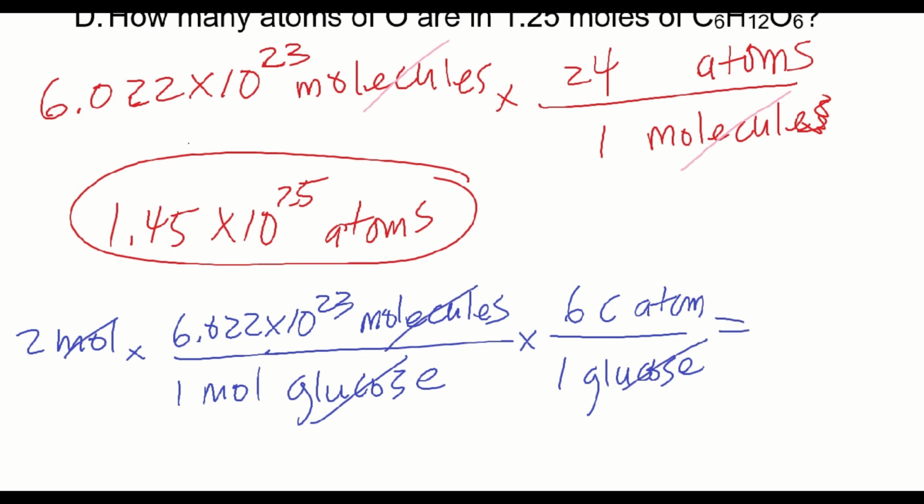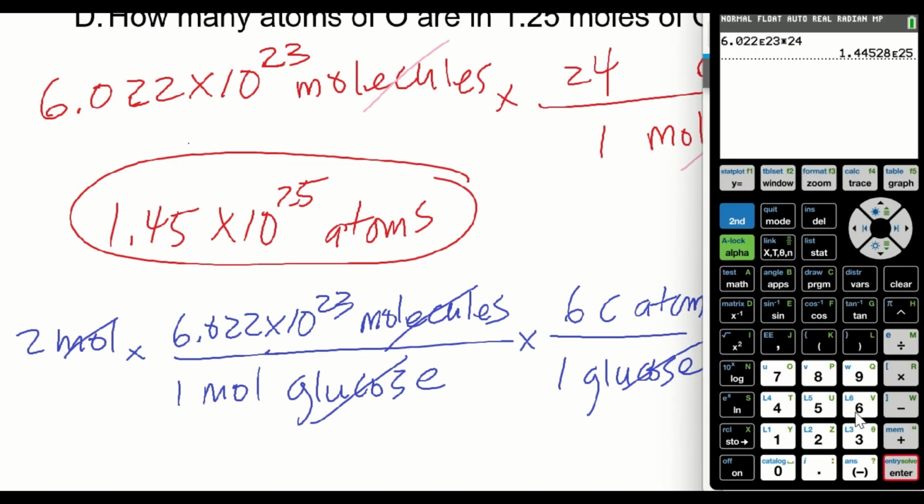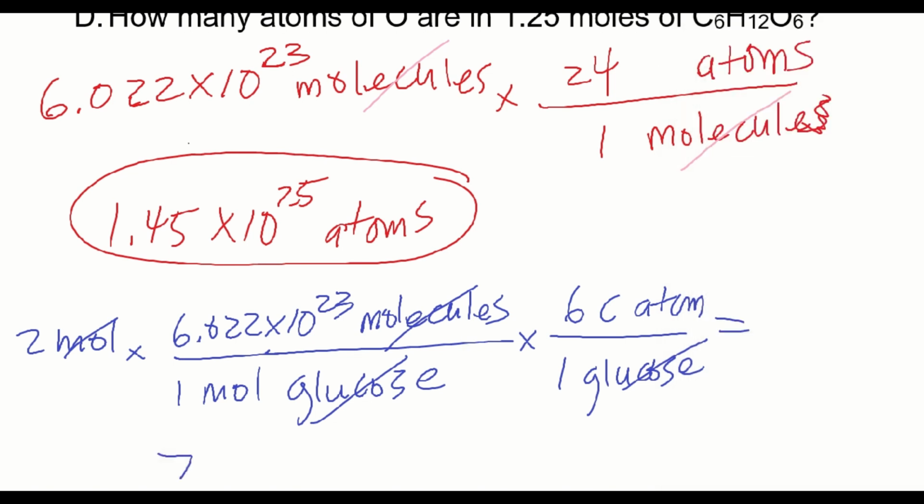And punch in our calculator. 6.022 times 10 to the 23rd times 2 times 6, 3 significant figures, 7.23 times 10 to the 24 carbon atoms.